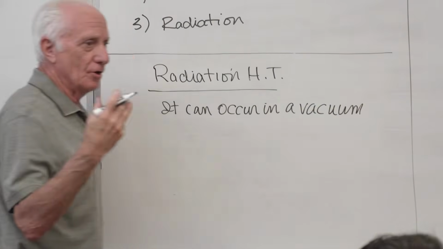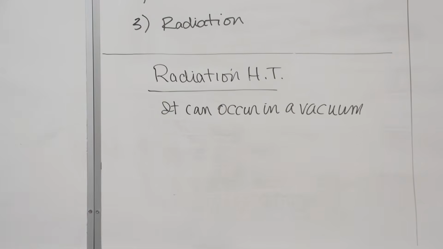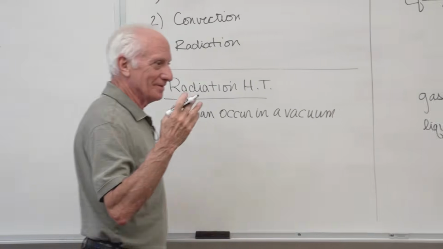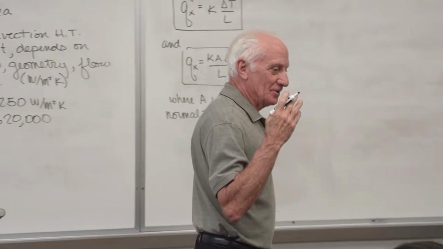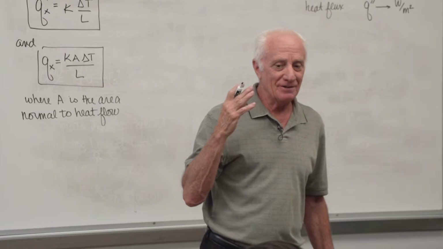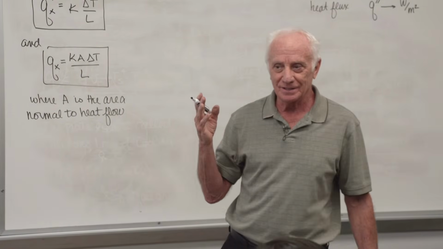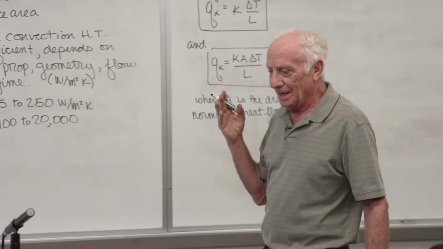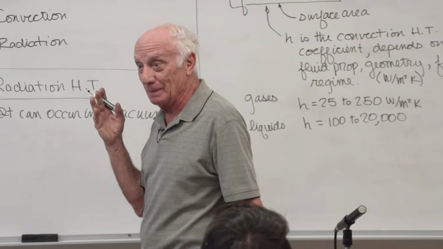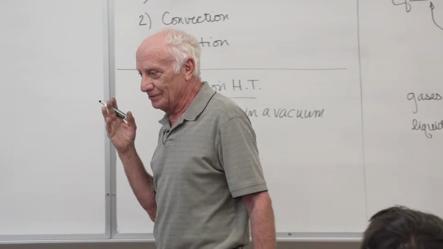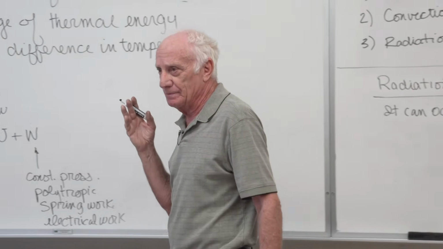Radiation can occur in a vacuum. You don't need air or anything. That's why it's so important for space applications, obviously. Because if you want to cool something up there, you've got to dump heat from some kind of a power plant or electronics. You can't dump it by conduction or convection into space. No. So you dump it by radiation into black space.